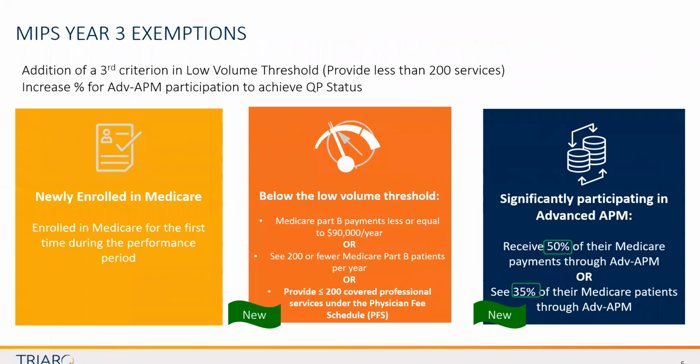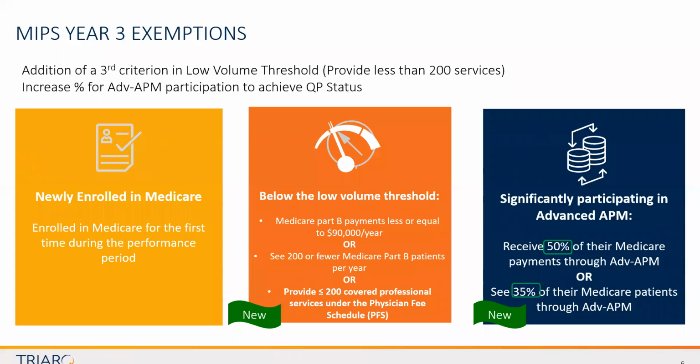So we all want to know what the exemptions are, right? What's my get out of jail card look like here? They have added a criterion of the low volume threshold providing less than 200 services. So I should start from the beginning. So in the orange box, if you're newly enrolled in Medicare, this is your first year in Medicare, you get a free pass. You don't have to participate.